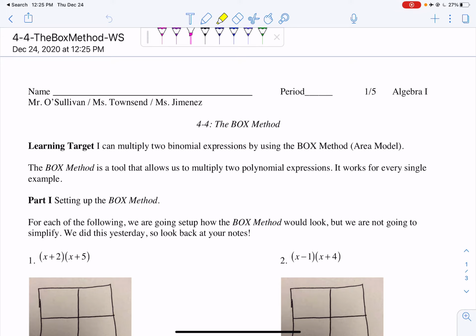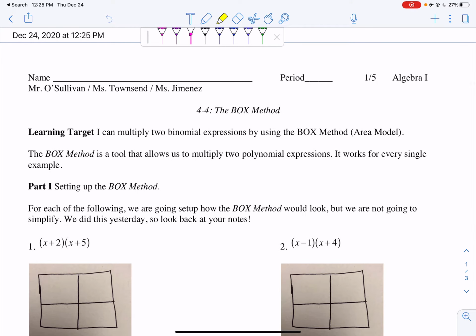You are going to be learning about the box method today. The box method is a crucial skill that will never ever go away in your BYW mathematical career. You actually learned about the box method yesterday. It's just a fun way of saying the area model. And we use it to multiply polynomial expressions because it's much easier than using distribution and FOIL and all that stuff, because then your work is going to look pretty messy. So today's learning target is, I can multiply two binomial expressions by using the box method or the area model.